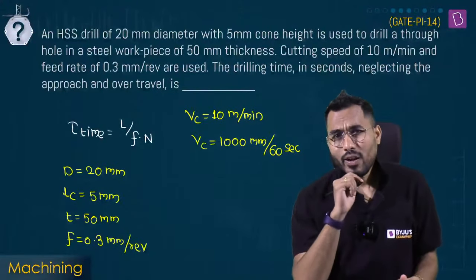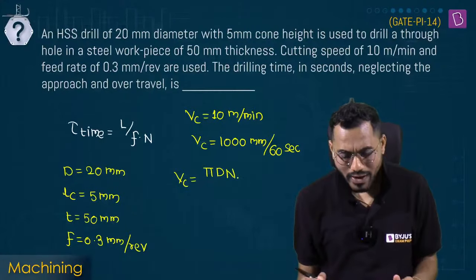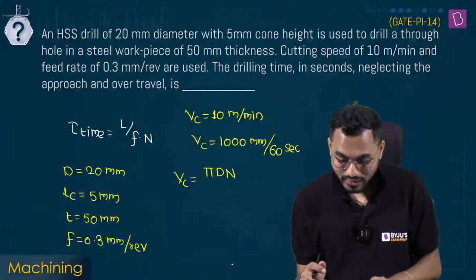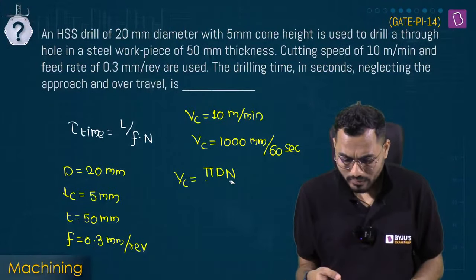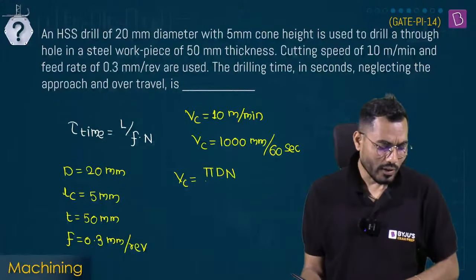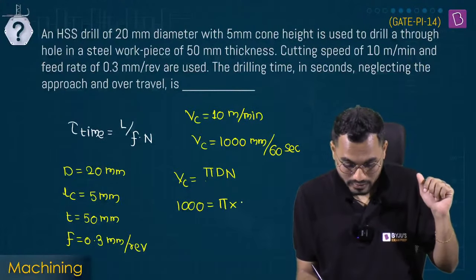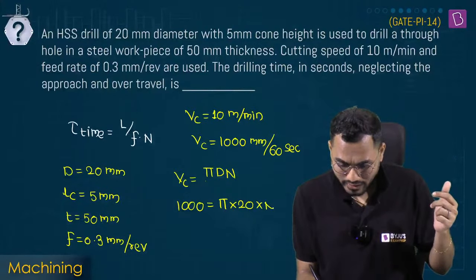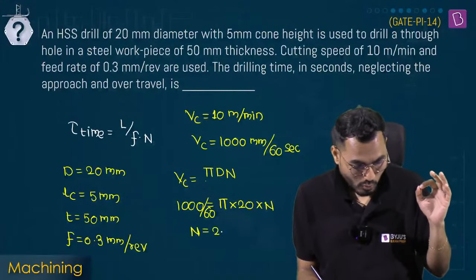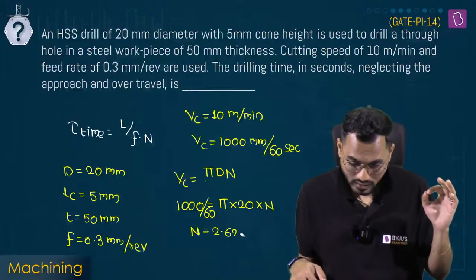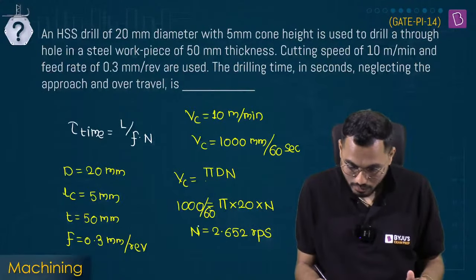Now the cutting velocity is given. Cutting velocity is equal to pi D N, divided by 60 if I want to calculate in seconds. The velocity is given as 1000, and the diameter is 20. So can I get the N value here? I'll divide by 60 also. So N is coming out to 2.652, which is the exact revolutions per second. It is not RPM, it is coming in RPS.